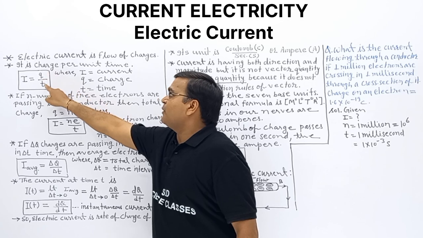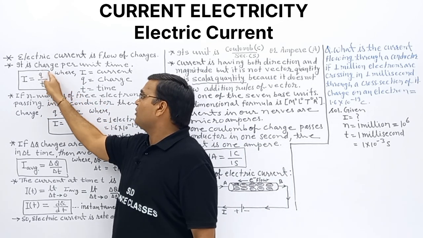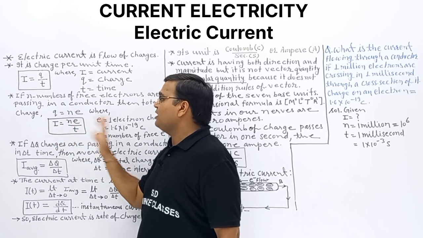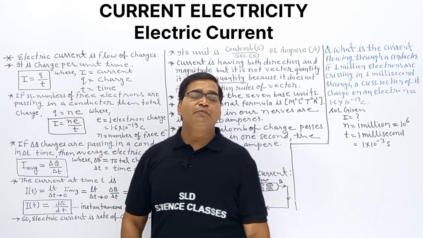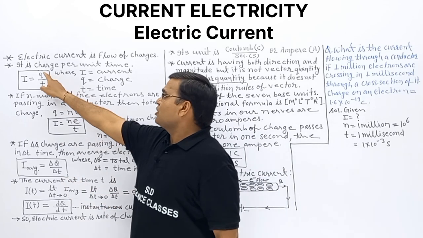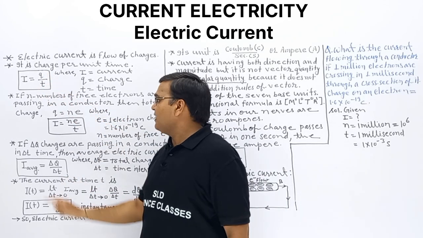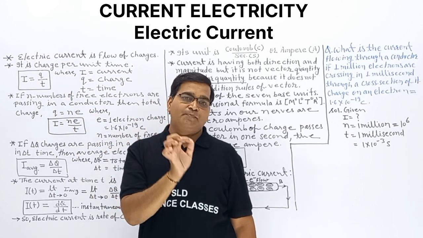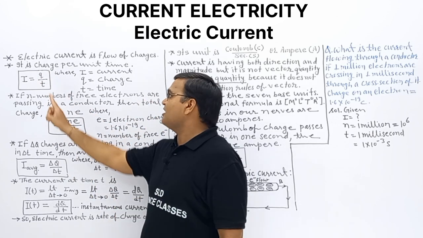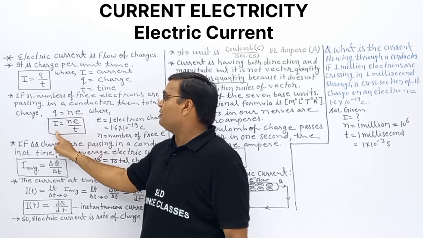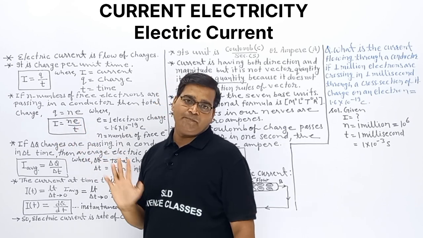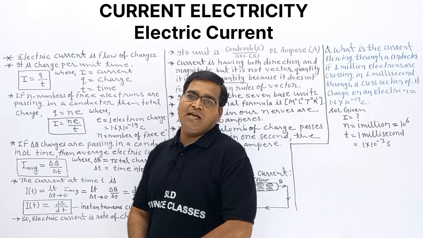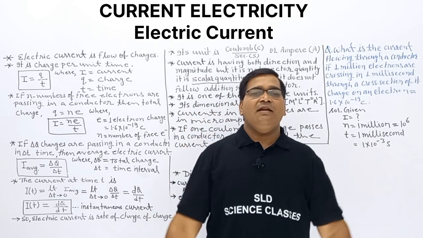Now observe, Q is n e, then current is charge per unit time. Putting Q equal to n e, our formula becomes I equal to n e upon t. From these two points: current is charge per unit time, and if n free electrons pass in a conductor, the total charge Q equals n e, so current is n e upon t. This is another formula for electric current. Clear?